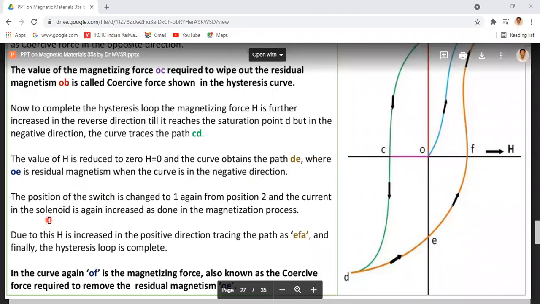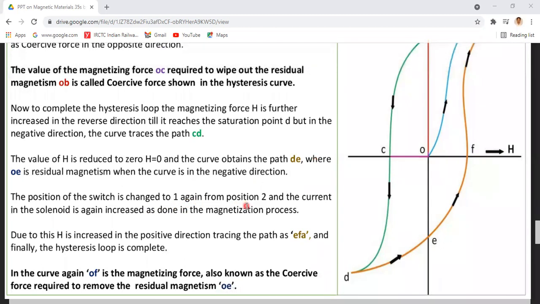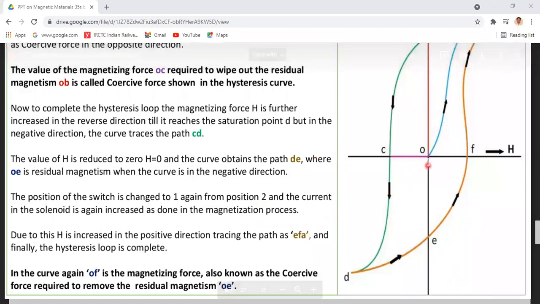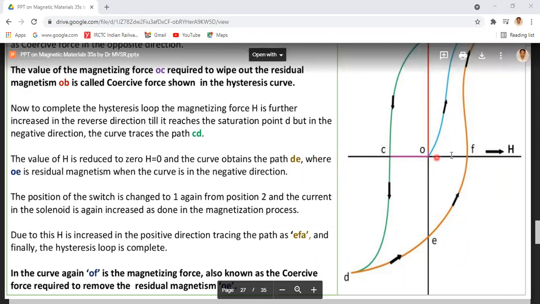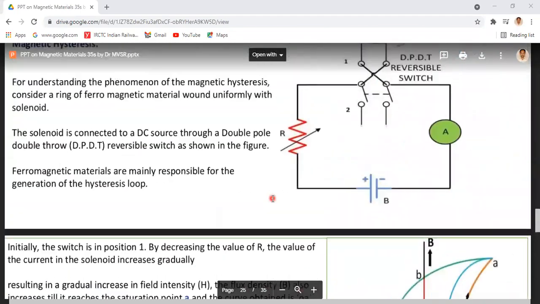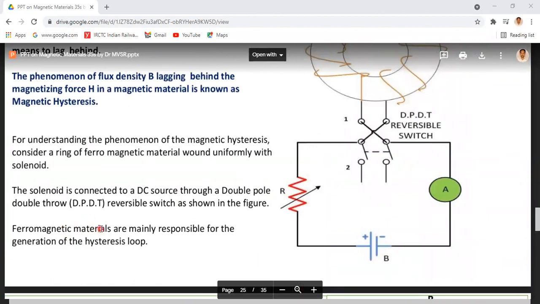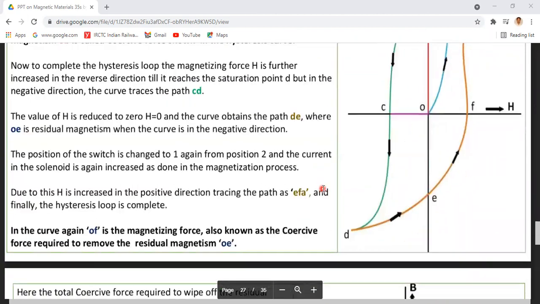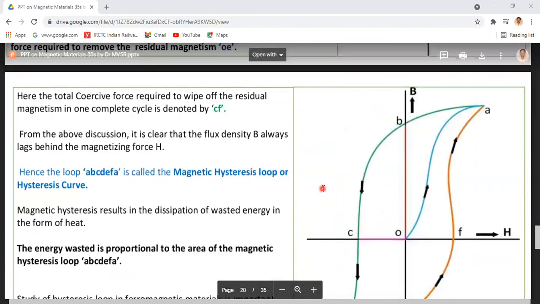Now the position of the switch is changed to one. Again, from position two, the current in the solenoid is increased. For the reverse direction, we changed the switch from the first position to the second position. Again, to increase the field from zero, the solenoid has a DPDT switch, which we connect again from the second port to the first port. When we do this, the field increases again.